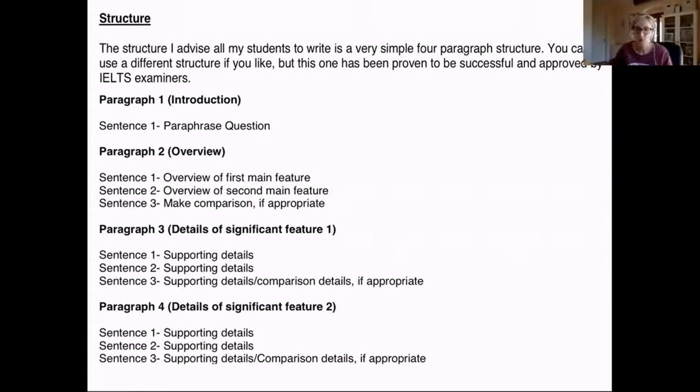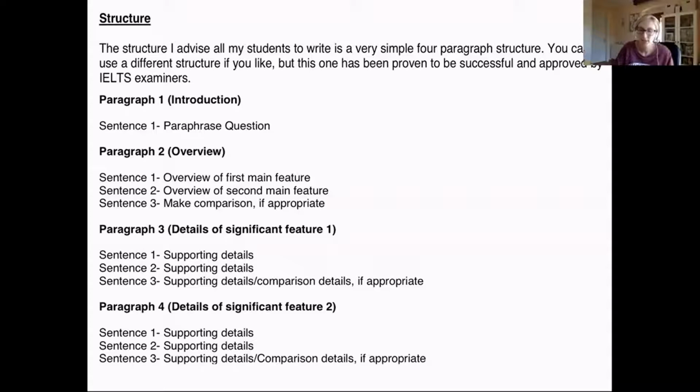Paragraph 1, your introduction. All you have to do here is paraphrase the question. Paragraph 2 is the overview. And this is where you give a general overview of what's happening in the graph or the chart or whatever you have. You can list a couple of main features that you can see, but it is just a general overview.